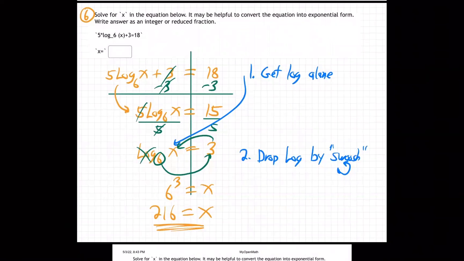Recapping there. Step one, when you got a log, you got to get that log alone. So get rid of the 3, get rid of the 5, the log's alone here, and then drop the log by the swish. So the base, start with the base and do the swish. These two cancel out. And then just use your calculator. 6 times 6 times 6, 216. There we go.